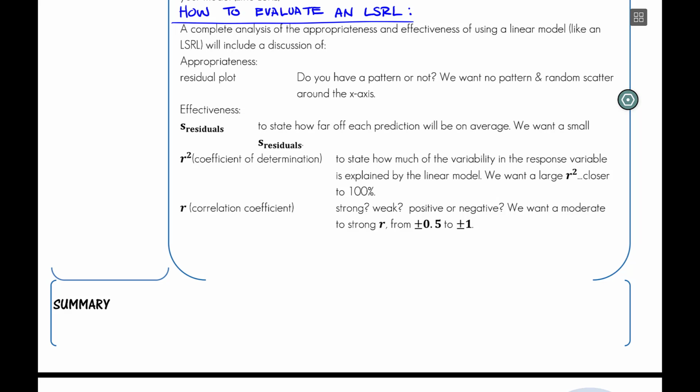So that's it for trying to evaluate the appropriateness and effectiveness of a least squares regression line and how accurate your predictions will be by using that mathematical model.